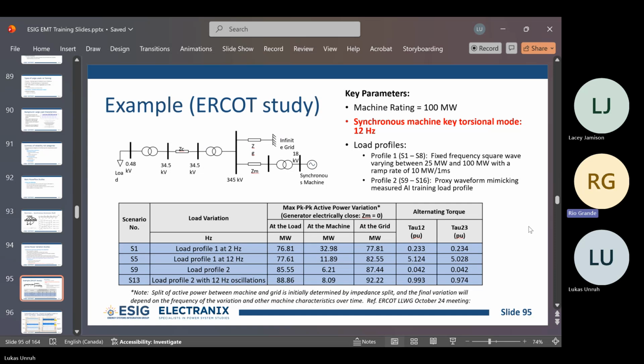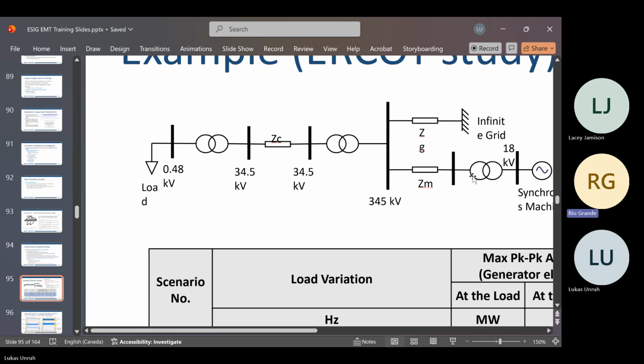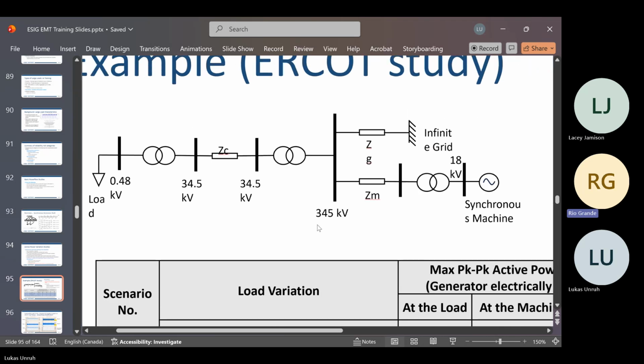So we did some example study work for ERCOT in our shop, where we took a small test grid. We call these systems a toy system, because it's not representative of anything real, and it's very simple and easy to play with, but we can test a lot of different things in it. If I zoom in here, we have an infinite grid connected to a synchronous machine, and then connected to a load, right? So there's a grid, there's a machine, and there's a load.